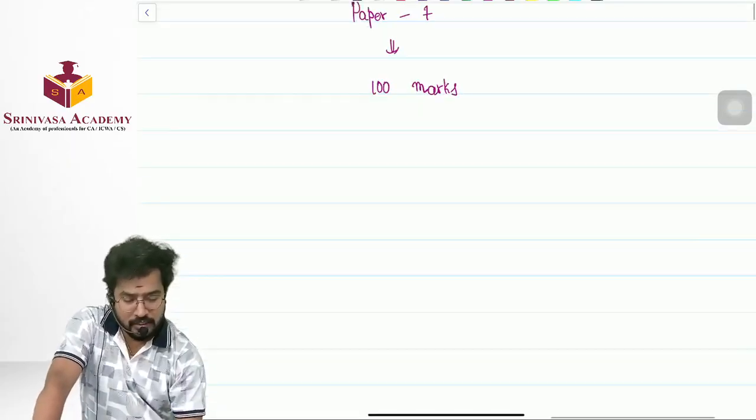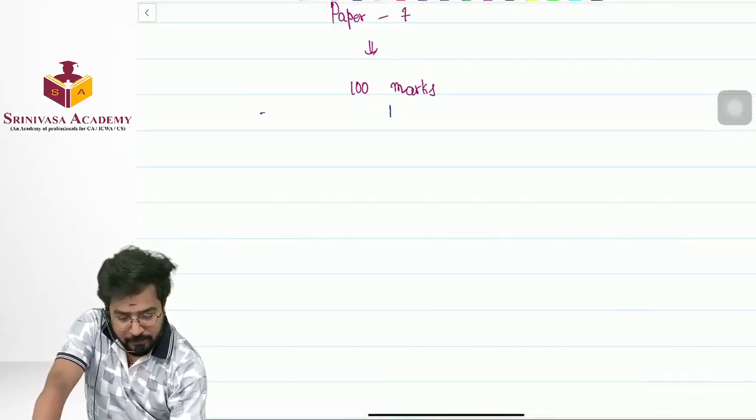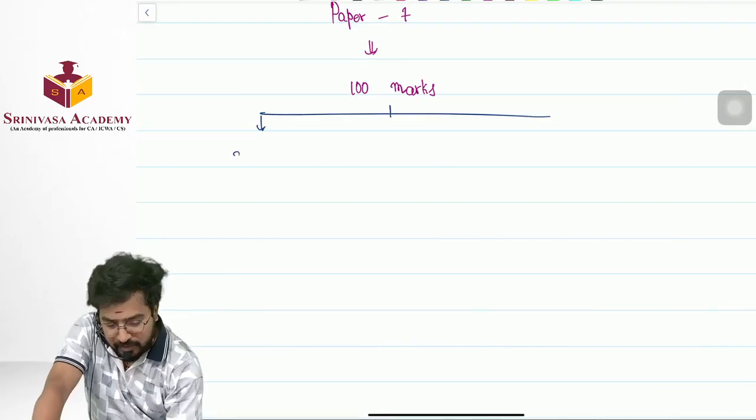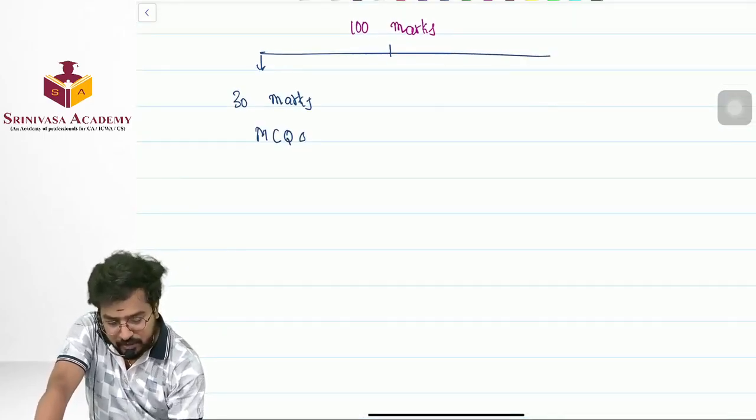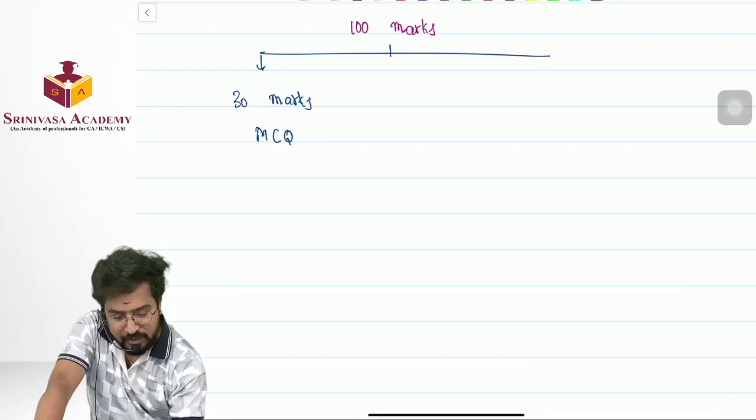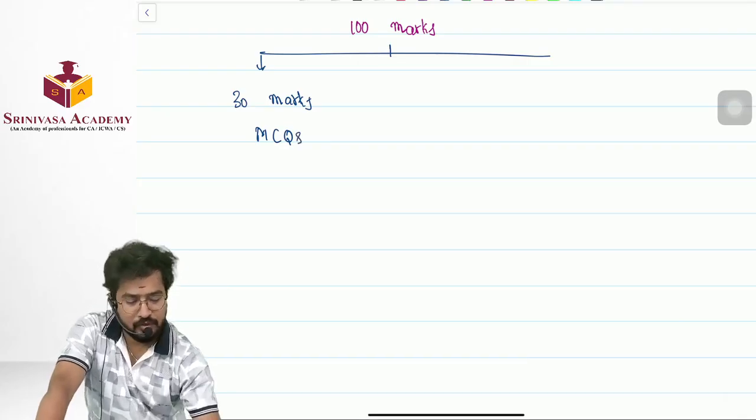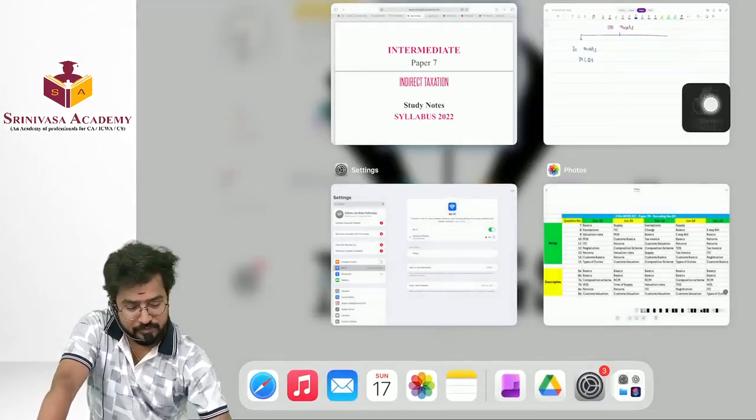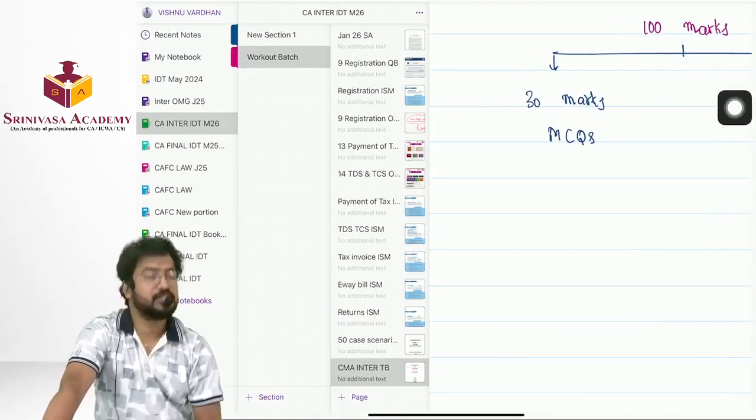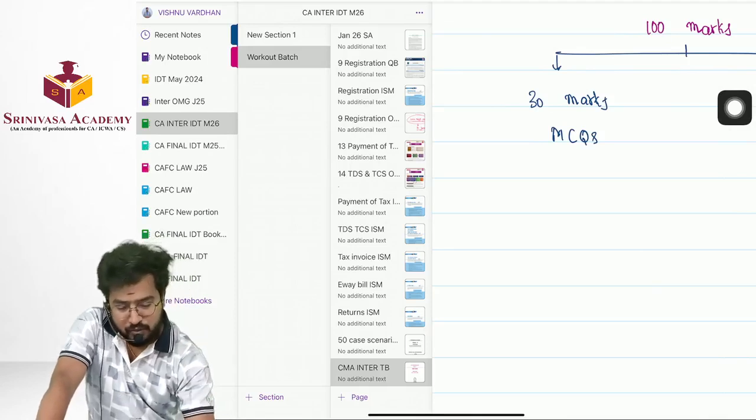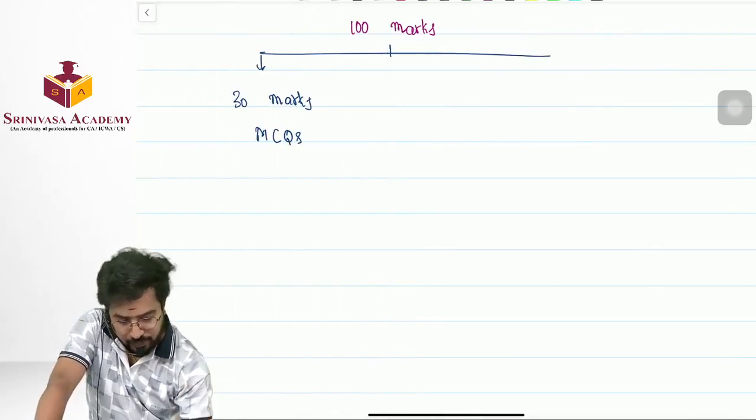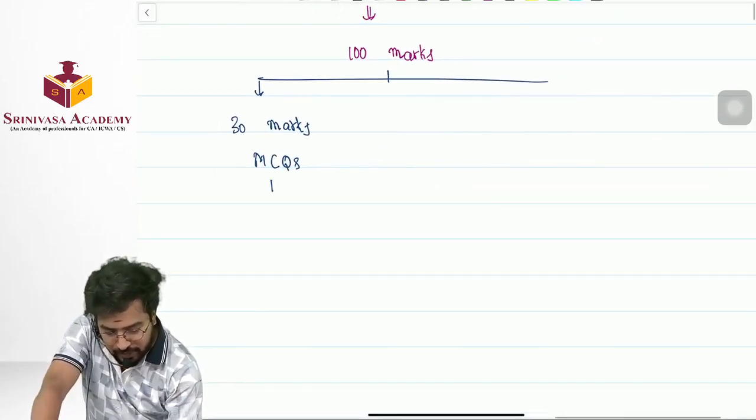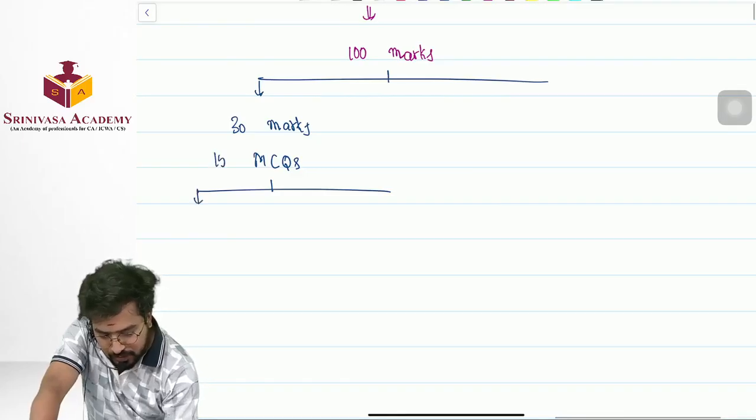See, one interesting part here is, out of this 100 marks, you have 30 marks MCQs. In 30 marks MCQs, how many MCQs will you get for 30 marks? 15 MCQs. That means each MCQ will carry how many marks? 2 marks. Super. So you will get 15 MCQs, as you said correctly.